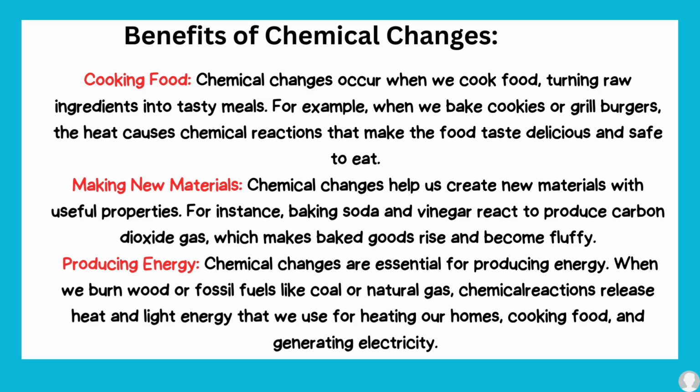Okay, here are some of the benefits of the chemical changes. The first one is cooking food. Chemical changes occur when we cook food, turning ingredients into tasty meals. For example, when we bake cookies or grill burgers, the heat causes chemical reactions that make the food taste delicious and safe to eat. So that is one of the chemical changes that happen when we cook the food. So it changes when we bake it or grill it.